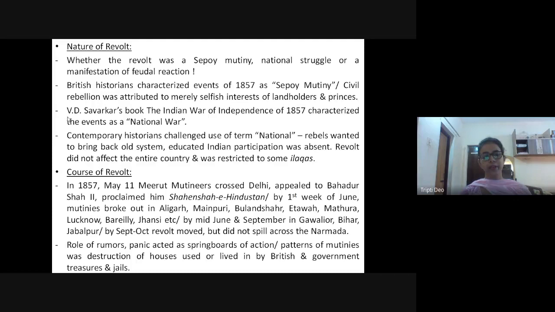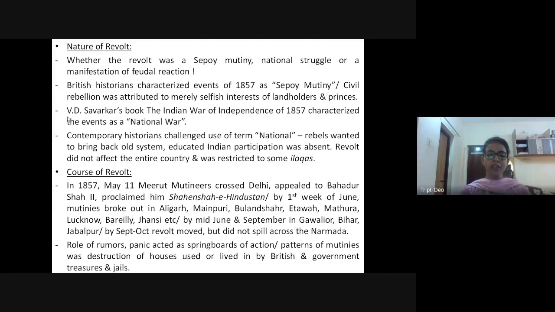Let's move further to understanding the nature of the revolt. There is a great discussion among scholars and historians about what this revolt was. Of course, everybody was angry with the Britishers; they were all gravely affected by British policies. But was this a revolt because soldiers were the first ones to start? Was it just merely a sepoy mutiny? Or was it a national struggle? Or was it a manifestation of feudal reactions?